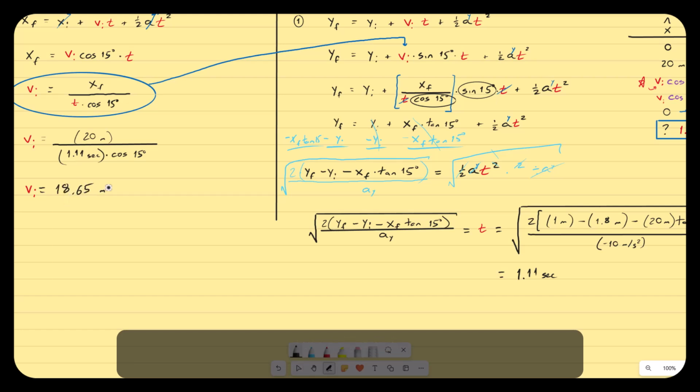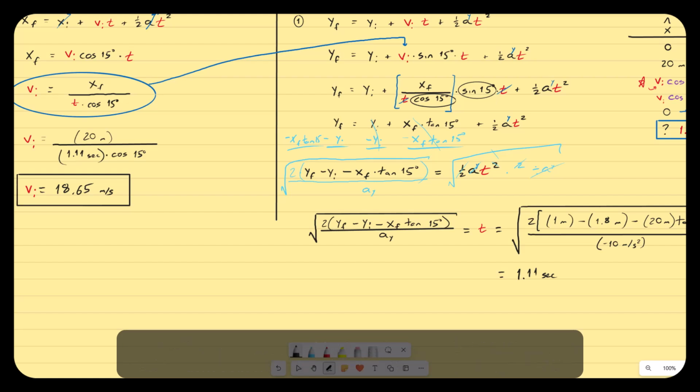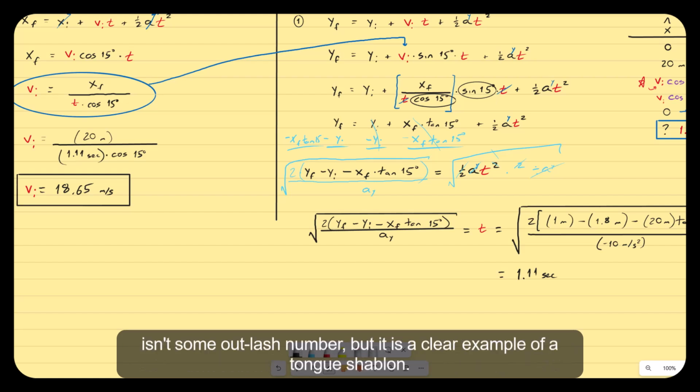18.65 meters per second, which is a little more than 40 miles an hour. It's almost 42 miles an hour, which is actually a very reasonable throwing speed. A good thrower is still going to throw somewhere in the 50 mile per hour range. So this isn't some outlandish number, but it is a complete example of a projectile motion problem.